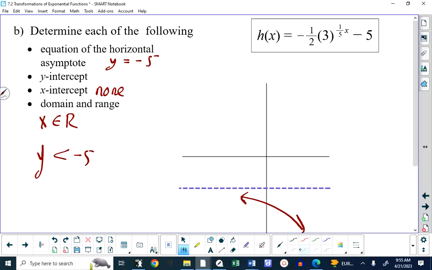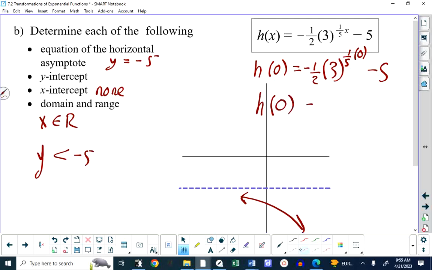What's the y-intercept? Well, the y-intercept will be h of 0. So you're going to run all this through your calculator and get negative 5.5. This is not a difficult thing. I don't have to use some kind of weird wizardry here to figure out it's negative 5.5. 3 to the 0 is 1. 1/5 times 0 is 0. 3 to the 0 is 1. So you have negative 1/2 minus 5, which is negative 5.5. Any questions with that example?